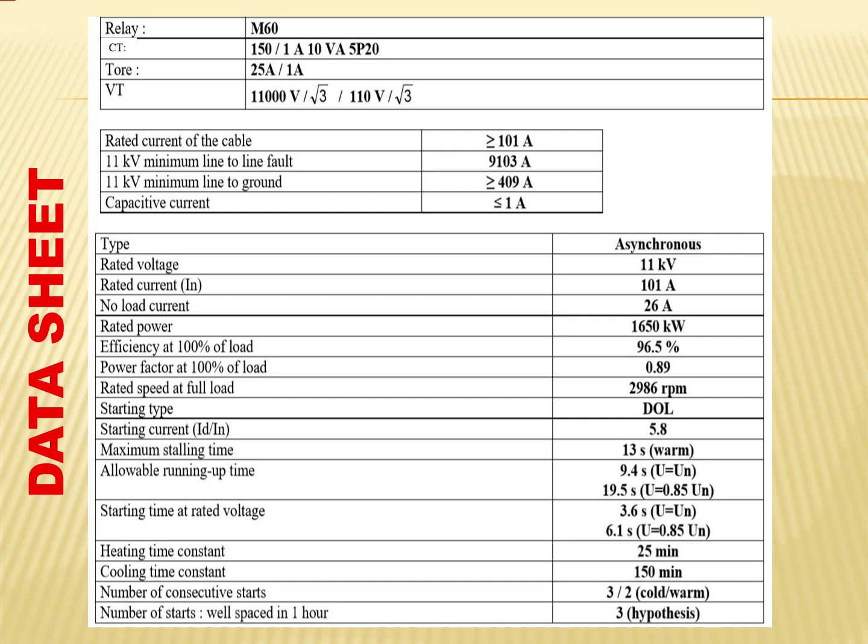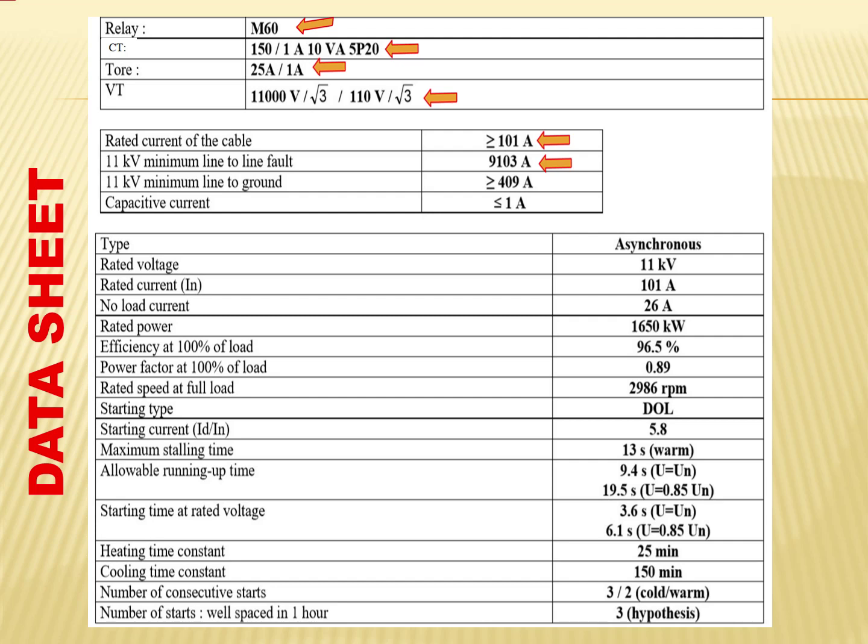Our CT ratio is 150 is to 1 ampere. The burden is 10 VA class 5P20. Our zero sequence current transformer is rated 25 is to 1 ampere. And our voltage transformer is 11,000 or 11 kV is to 110 volts. Our proposed cable rated current will be equal to or greater than 101 ampere.